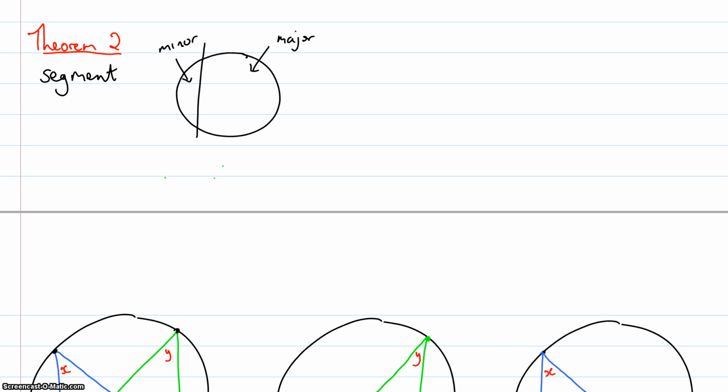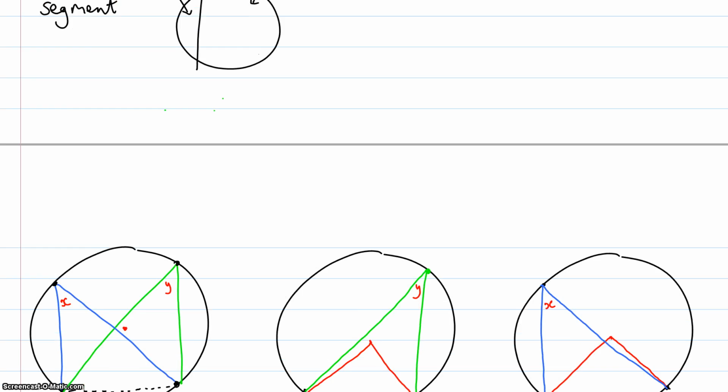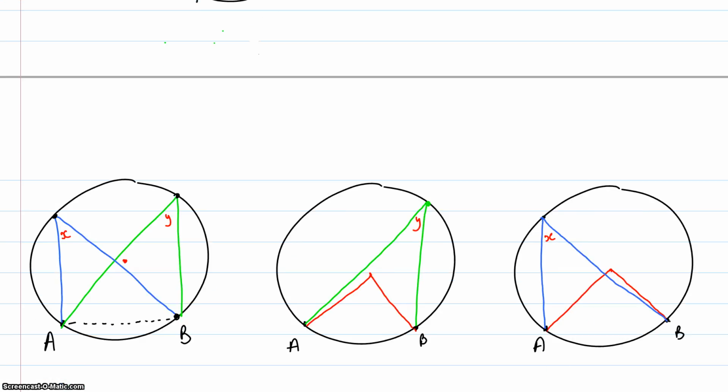The first thing I want to clarify or remind you of is the idea of a segment. If I've got a line that chops through the circle, I've got two parts of the circle, and these parts are called segments. This is a minor segment and this is a major segment. I'm just going to go through the proof of theorem 2, and then I'll show you what it is a little bit later.